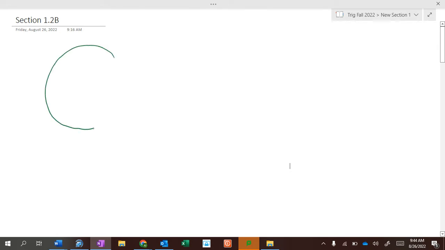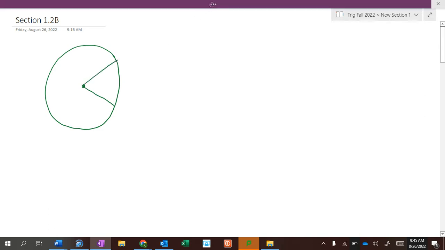Section 1.2b. All right. We have a circle. And last time we were here, we talked about radians. So a radian is the length of one radius of the circle.